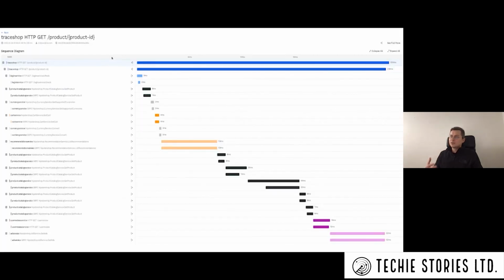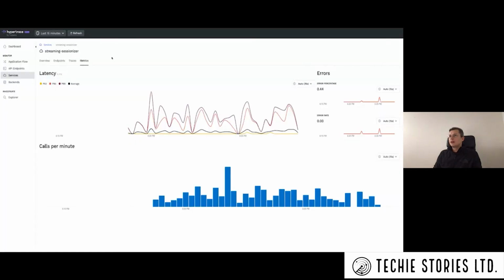As with other distributed tracing tools, Hypertrace can also show you this very detailed view that is some kind of Gantt chart. This screen is great to understand an end-to-end transaction. It has a lot of details. And then there is the metric view for a specific service.